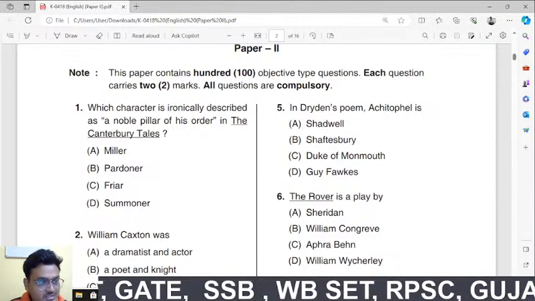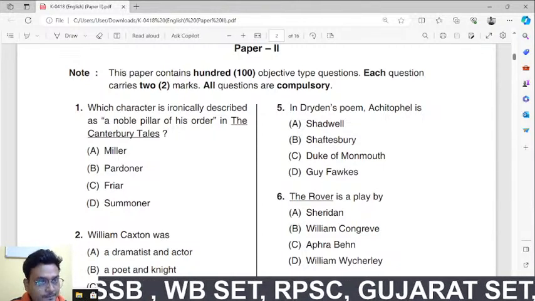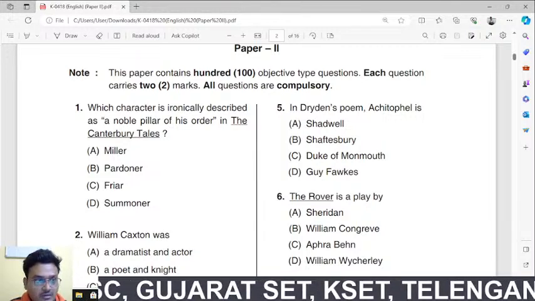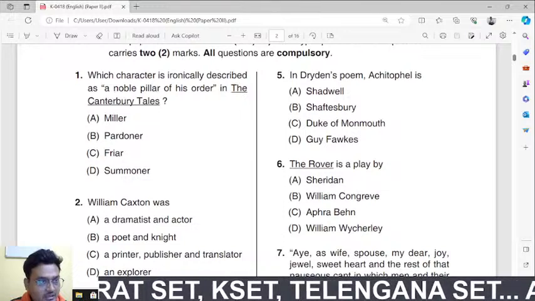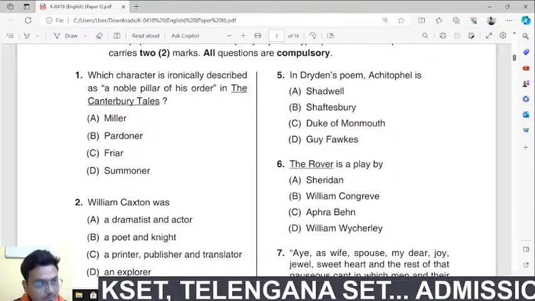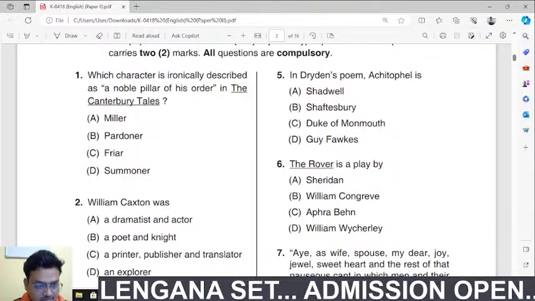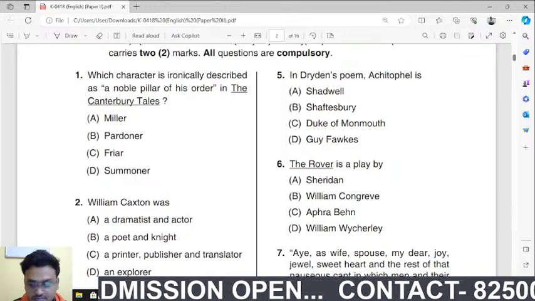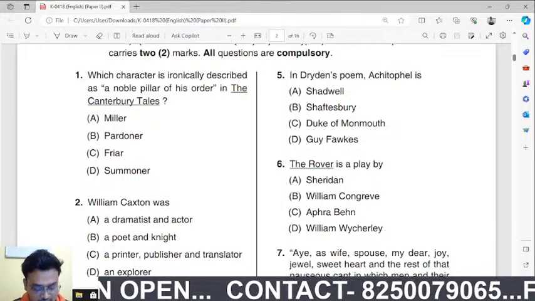So we are going to discuss this previous year paper from KSET. Let's begin without wasting your time. Here is the first question. I think this PDF is clearly visible to everyone and I am also audible to everyone. So let's begin the session.